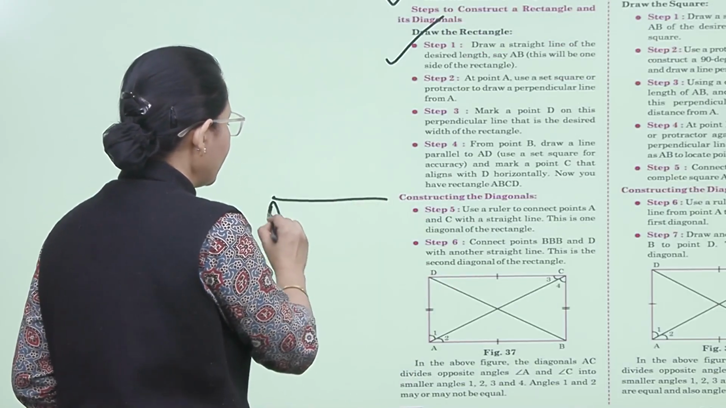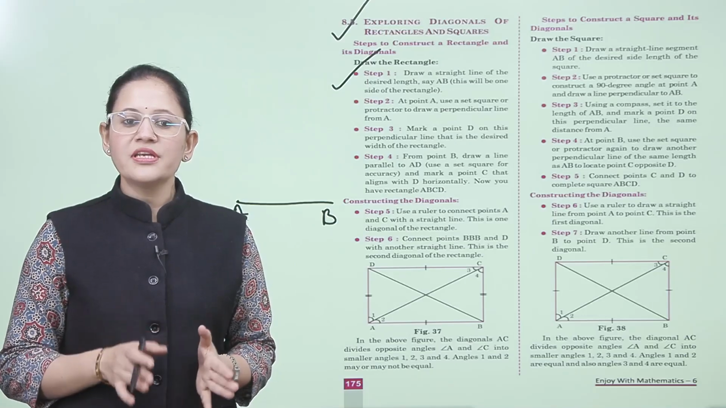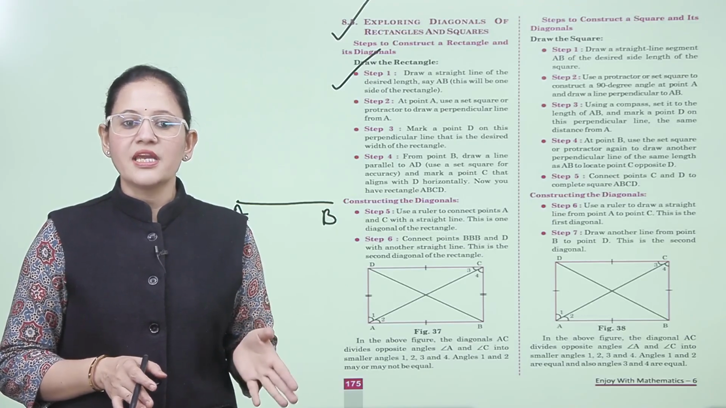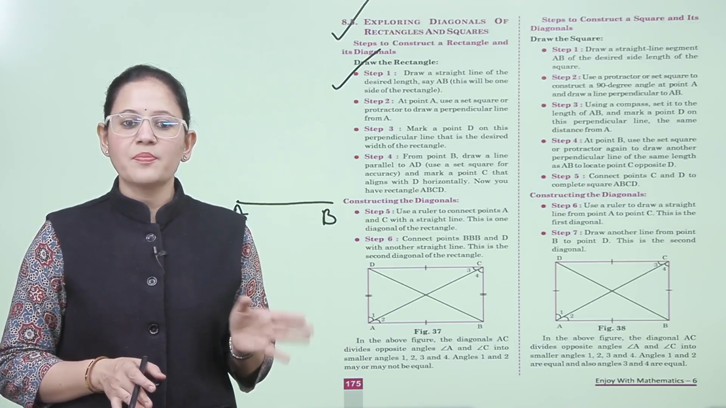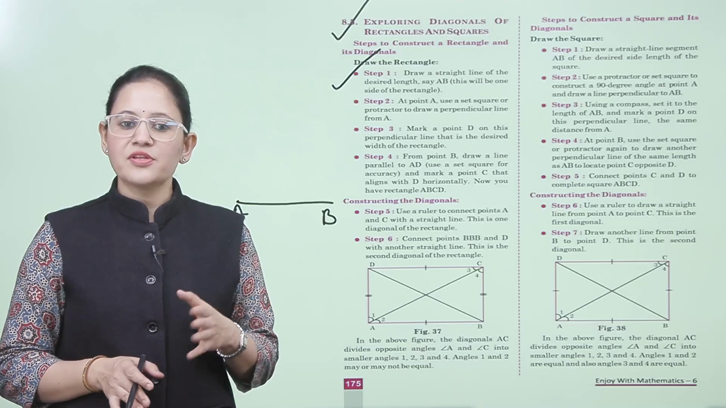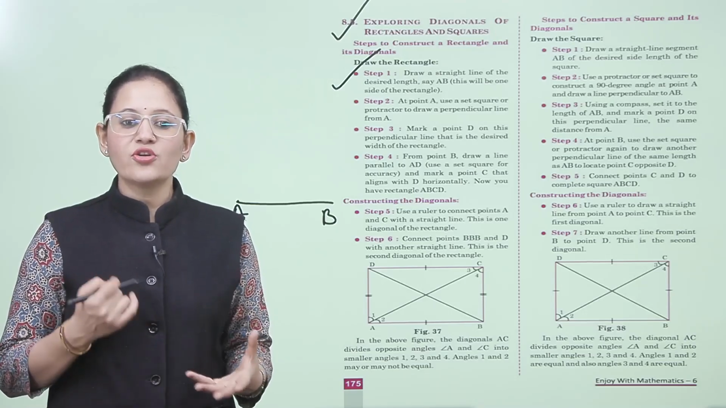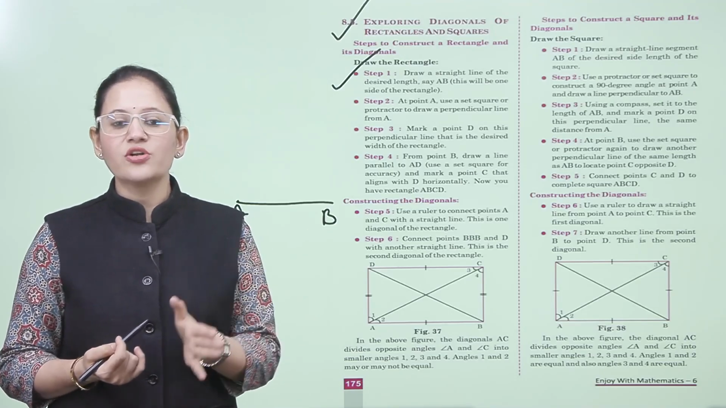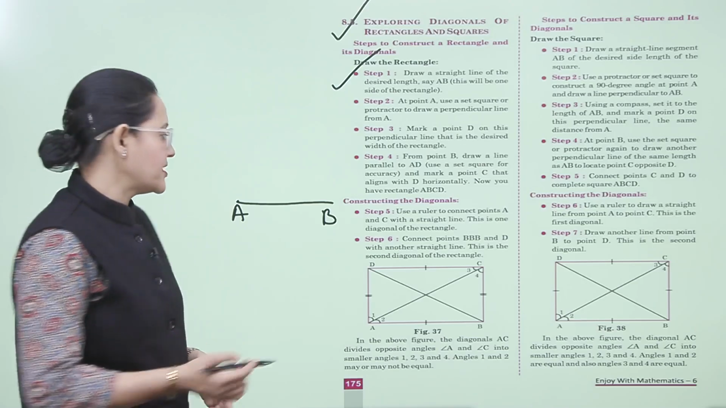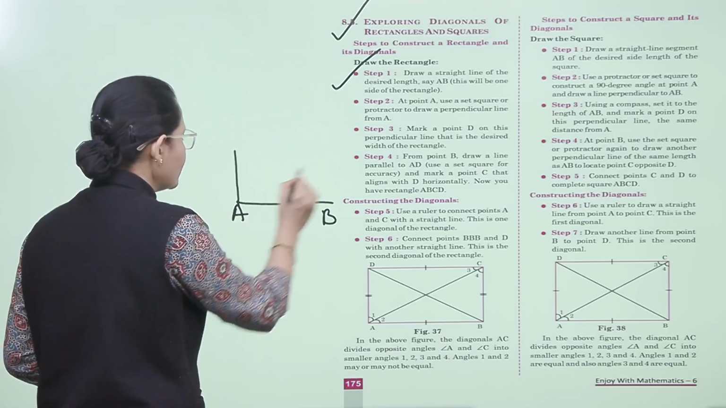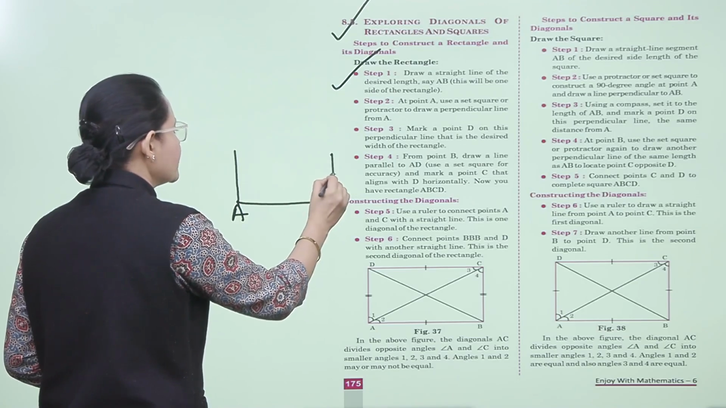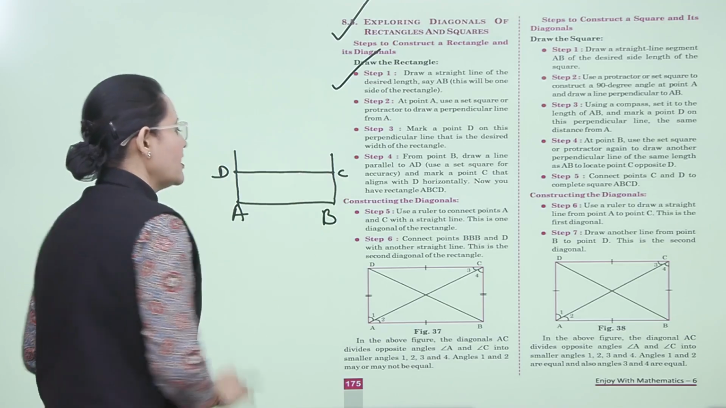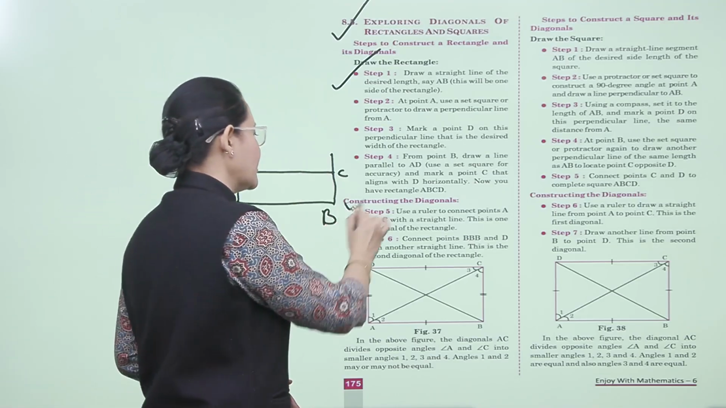Now step 2, at the point A, use the set square or the protractor to draw the perpendicular line from A. Mark the point D on the perpendicular line at the desired width of the rectangle. From point B, draw a line parallel to AD and mark a point C that aligns with D horizontally. Now you have the rectangle ABCD. So we draw two perpendiculars, mark the points C and D and join them. This is our rectangle.